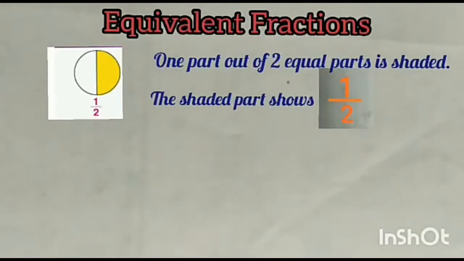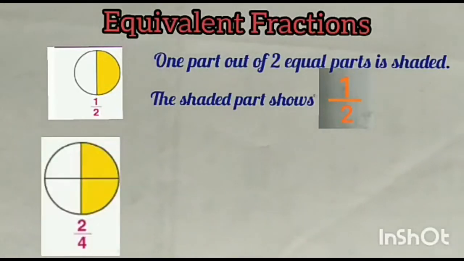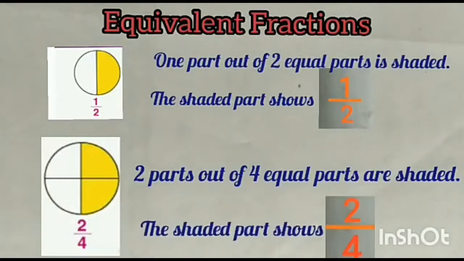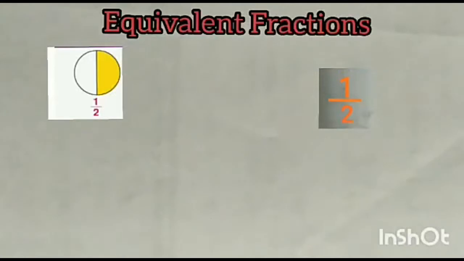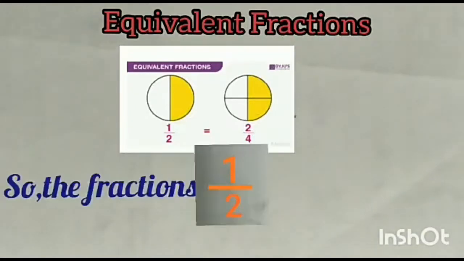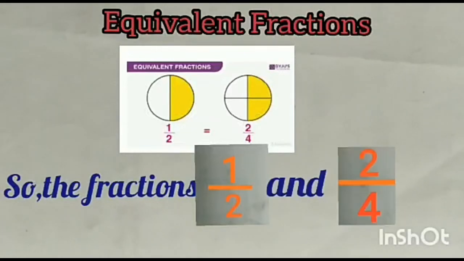Now, can you see the second picture? In the second picture, how many parts are shaded? Out of four equal parts, only two parts are shaded. So the shaded part shows the fraction 2/4. We see that the shaded portion in both figures is the same. Half of the part is shaded in both figures. So the fractions 1/2 and 2/4 indicate the same part of a figure.